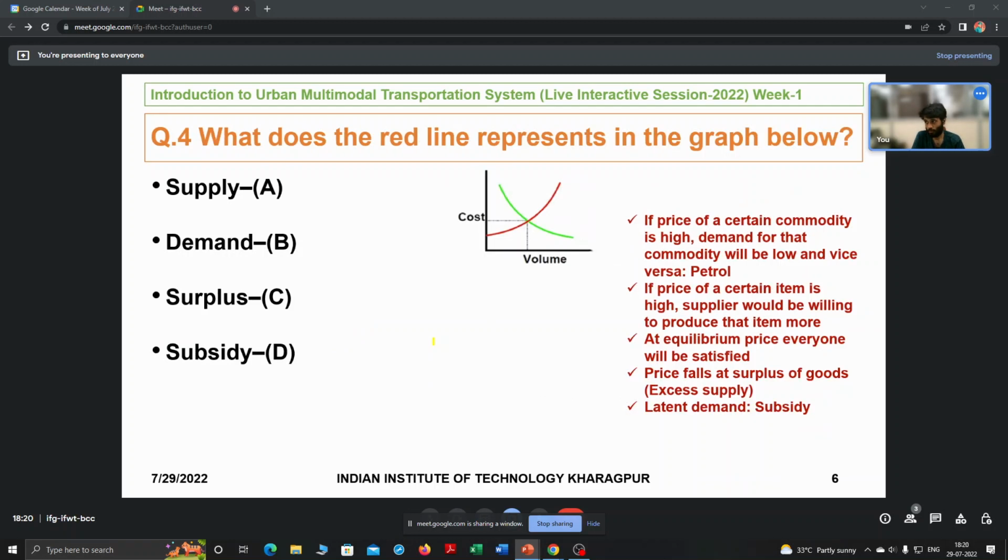The fourth question is, what does this red line represent in the graph below? Whoever the participant is, he can try to answer in the chat box, right? You can answer this in the chat box, and then maybe I will start explaining. What does this red line represent in the graph below? Is it a supply curve? Is it a demand curve? Is it a surplus? Is it a subsidy?